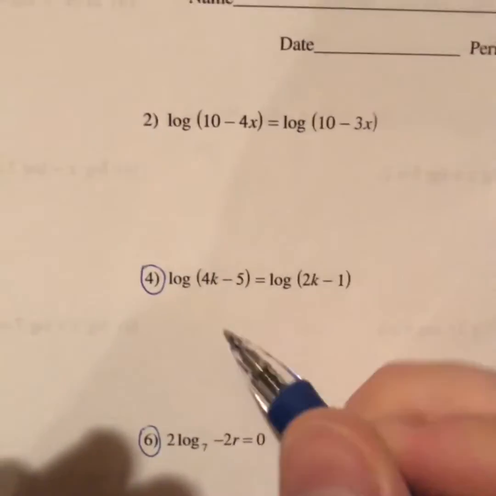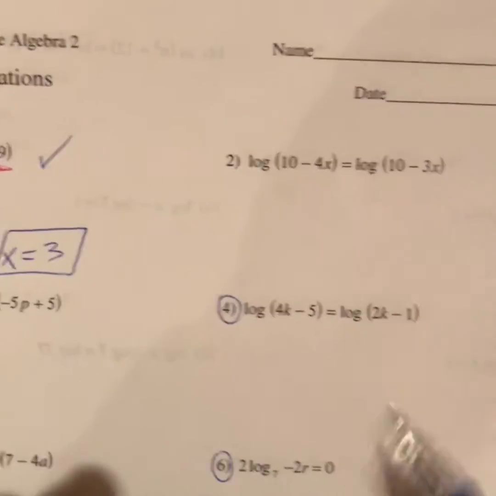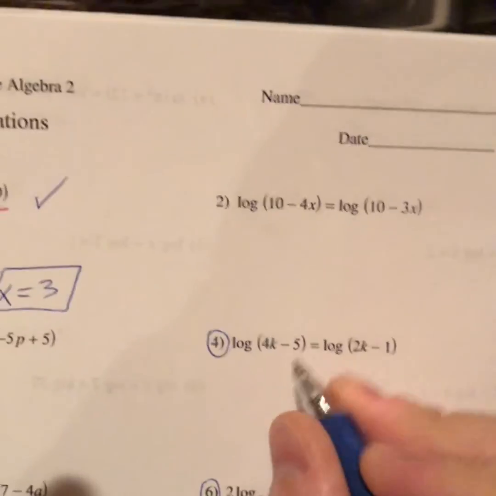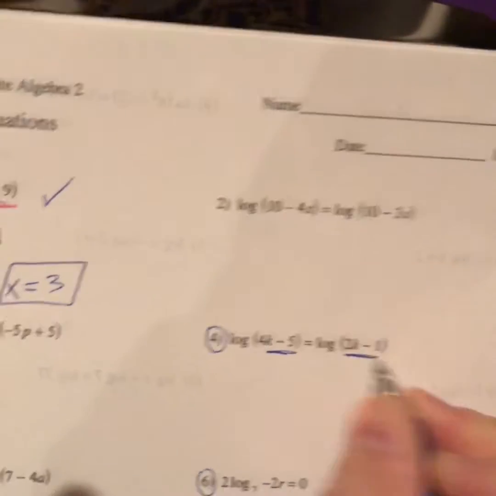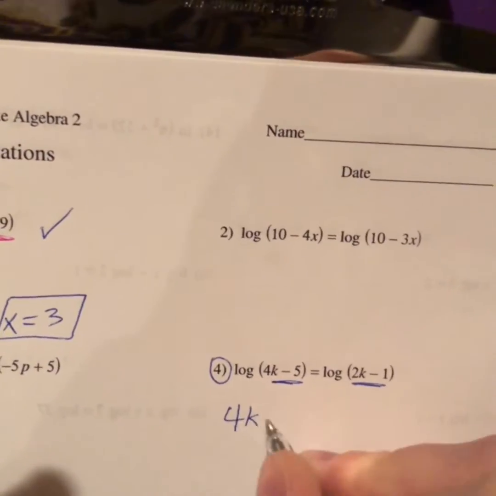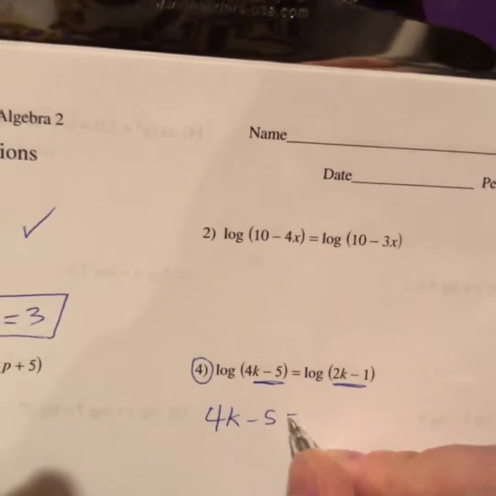And now we get to number 4, which was another question. Once again, I see it's 2 common logs set equal to one another. We can set the arguments equal. Once you realize that step, it's really just reviewing your equation skills, solving equations.